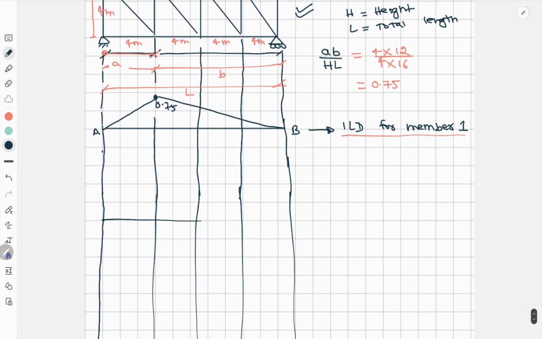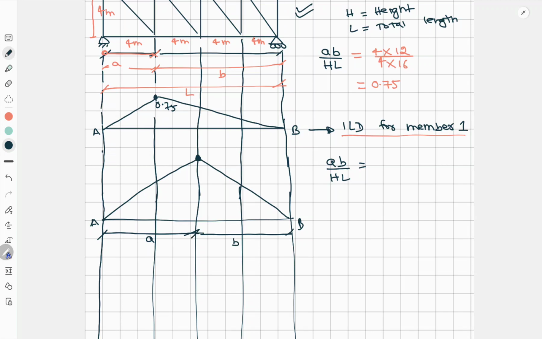So here the drawing will be like this, and we are finding for this, then the maximum will come there and the rest will be like this. Okay, this is A and B, but we have to find for this. Now the formula was AB by HL. Now what will be the value for A? A is from here to here. In this case, the B distance, so here it will be 8 into 8, and the height is 4 and the total length is 16, so we'll get the value around 1. So here it will be 1, and this diagram is the ILD for member 2.